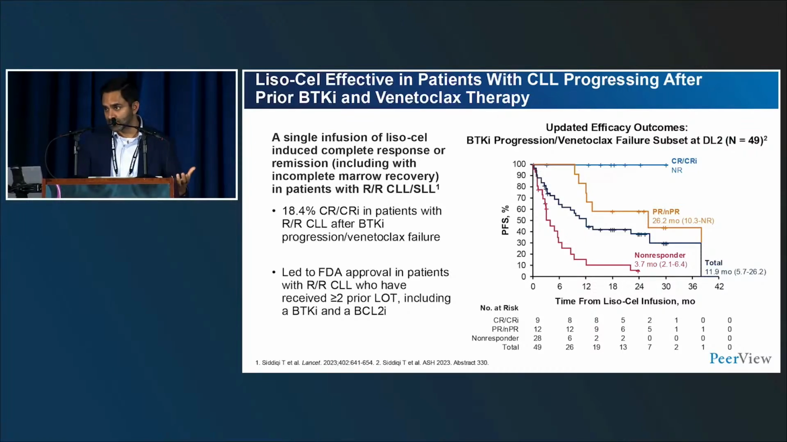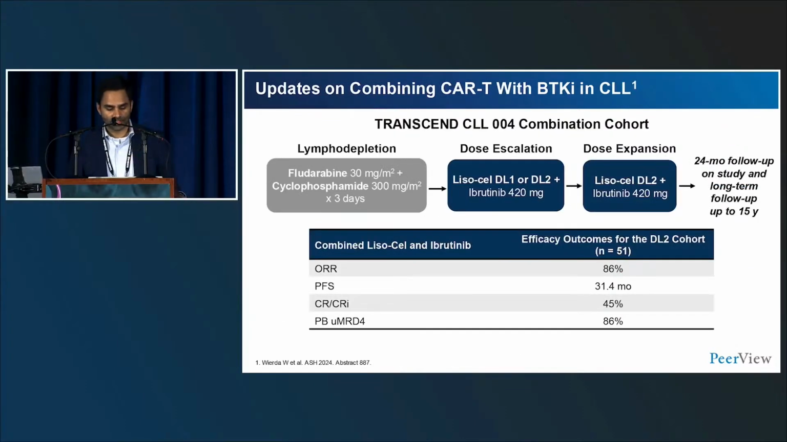And so this has led to the availability and the approval of liso-cel for patients who have received 2 prior lines of therapy, which included a BTK inhibitor and a BCL2 antagonist. Combinations of liso-cel have also been studied. There may be some immunomodulatory properties of drugs that we want to capture in the run-up to CAR T-cell therapy, and that's been studied in a combination with ibrutinib.